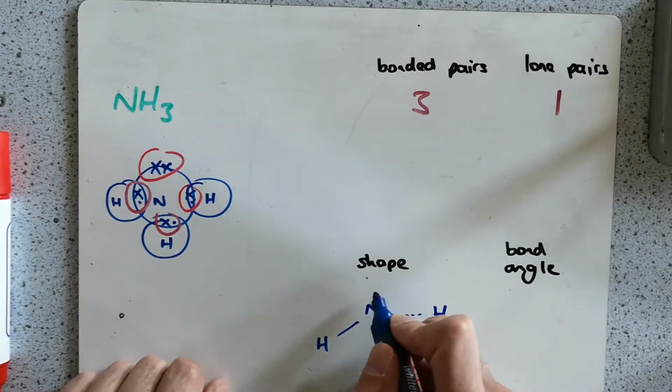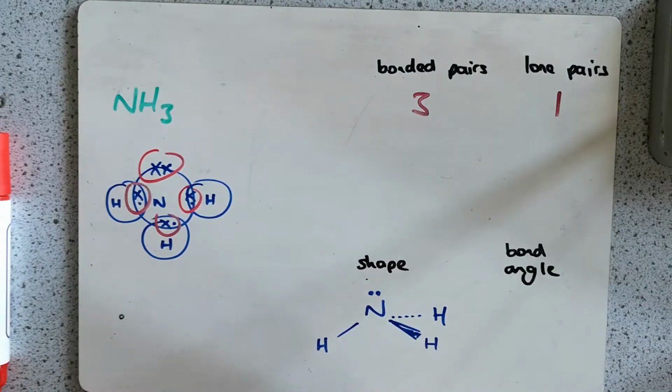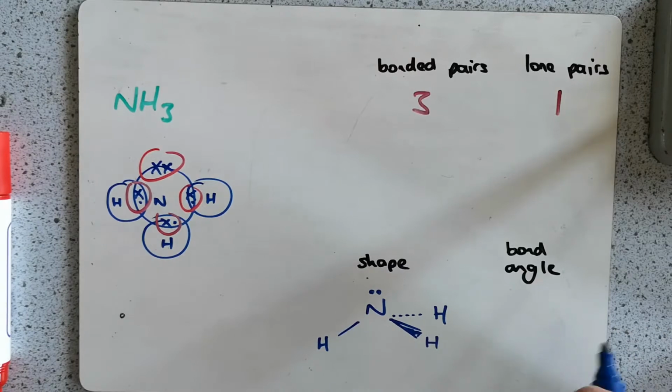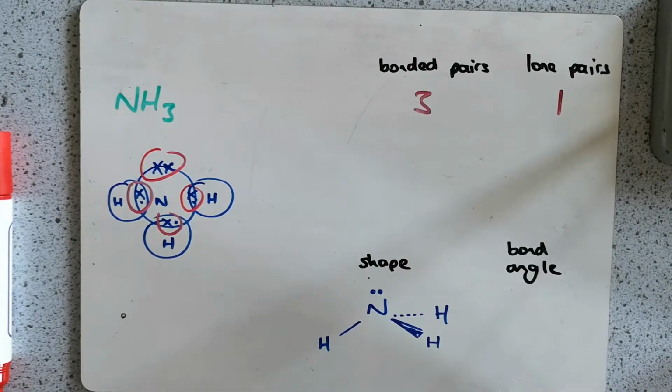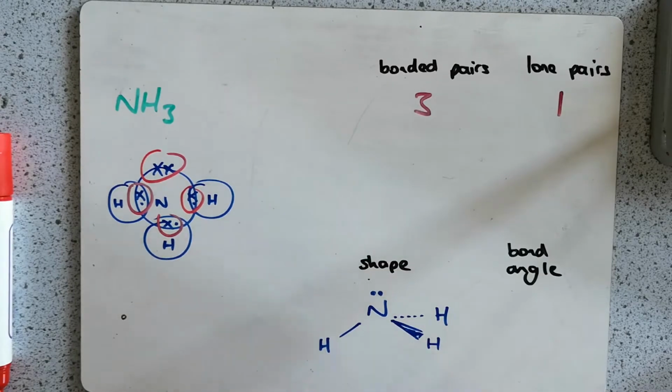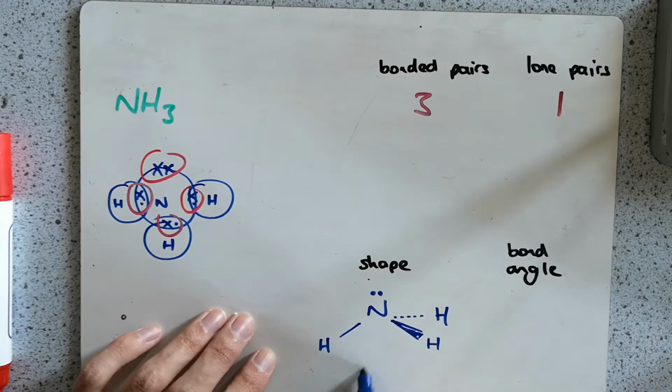Now this lone pair, I'm just going to put 2 dots on. Sometimes you'll see a little loop around them, but I'm just going to put 2 dots. They don't really contribute to the shape. So this isn't tetrahedral anymore. What we've created is a little pyramid. This is known as pyramidal.